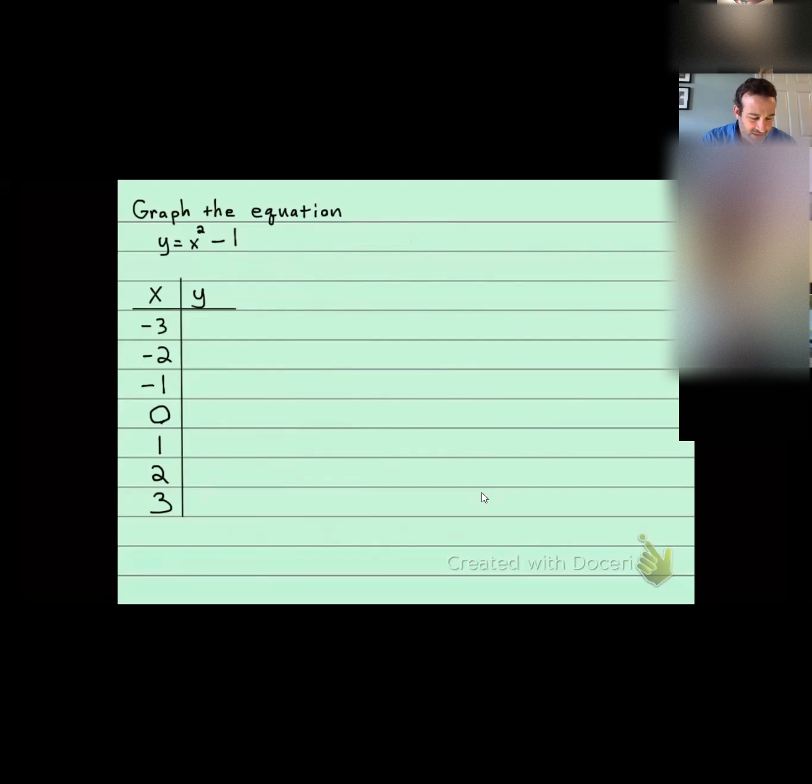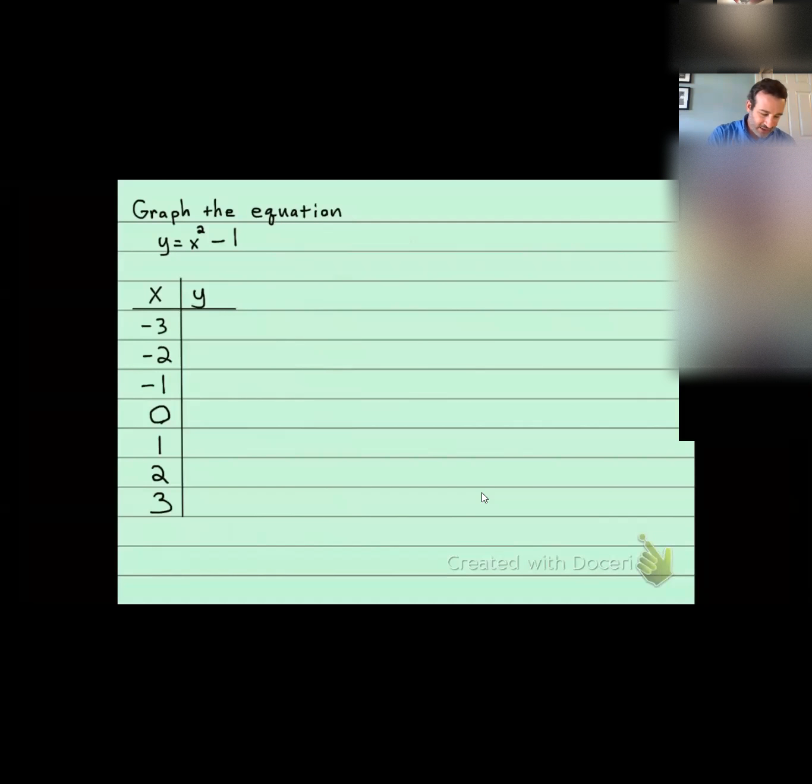This problem asks us to graph the equation, and it's going to give us the x values to put in. Okay, we have our t table over here on the left. It wants us to plug in a -3, a -2, a -1, a 0, a 1, a 2, and a 3. And that's going to start to show us what this shape looks like.